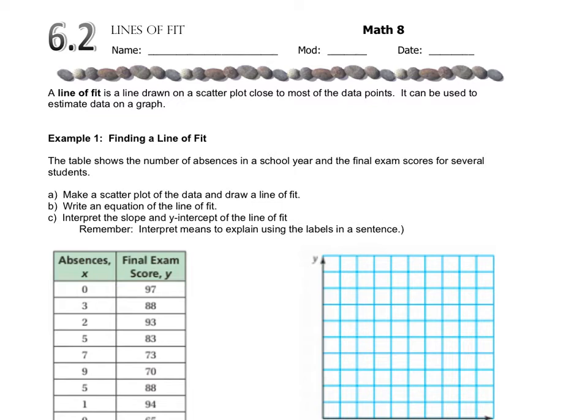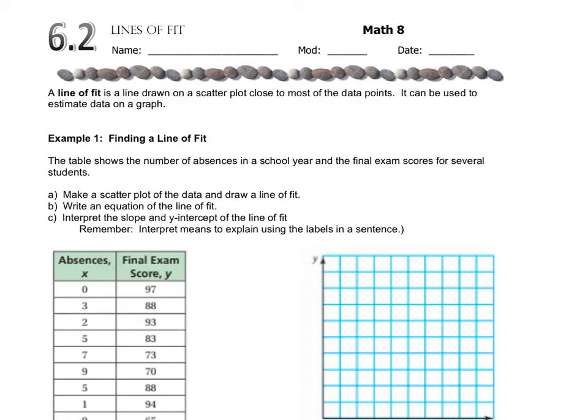So in this lesson, we're going to talk about something called a line of fit. A line of fit is a line that is drawn on a scatter plot close to most of the data points. And that's important to notice. We're not just going to connect the points. We're not just going to hit every point, but we're basically going to try to get as close to most of the points as possible. And then we're going to use that line, which is nice and straight, to estimate data on that graph.